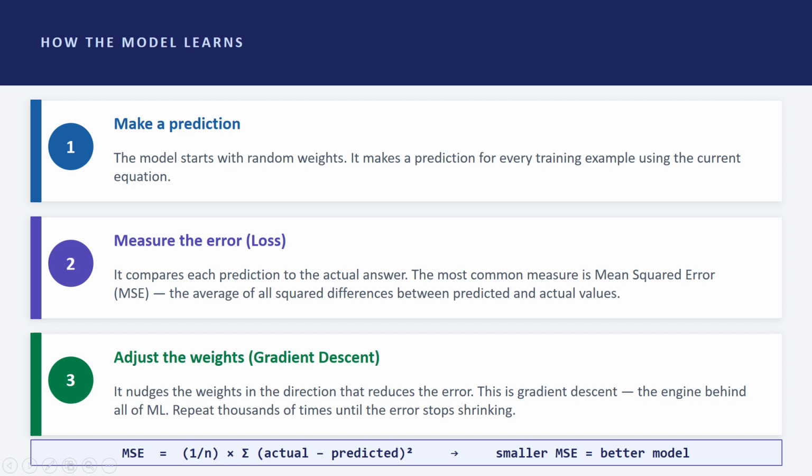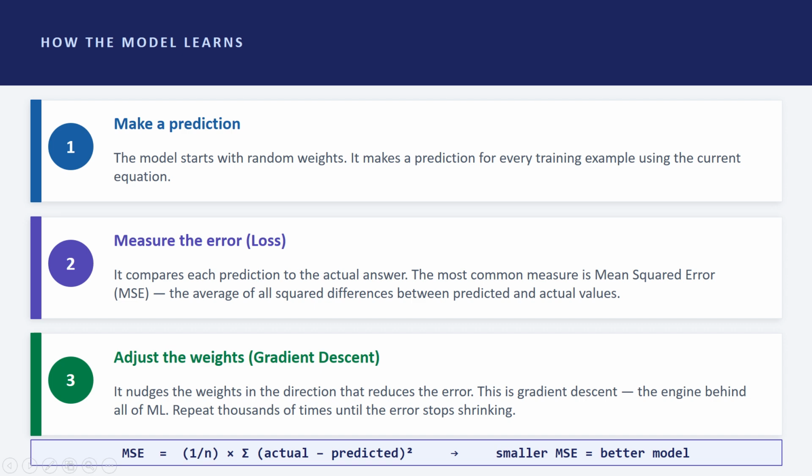And the third one is adjust the weights. Here's where the magic happens. The model calculates which direction to nudge each weight to make the mean squared error smaller. It takes a small step in that direction. This process is called gradient descent. It's the engine behind literally all of machine learning. Neural networks, transformers, everything uses some version of gradient descent.